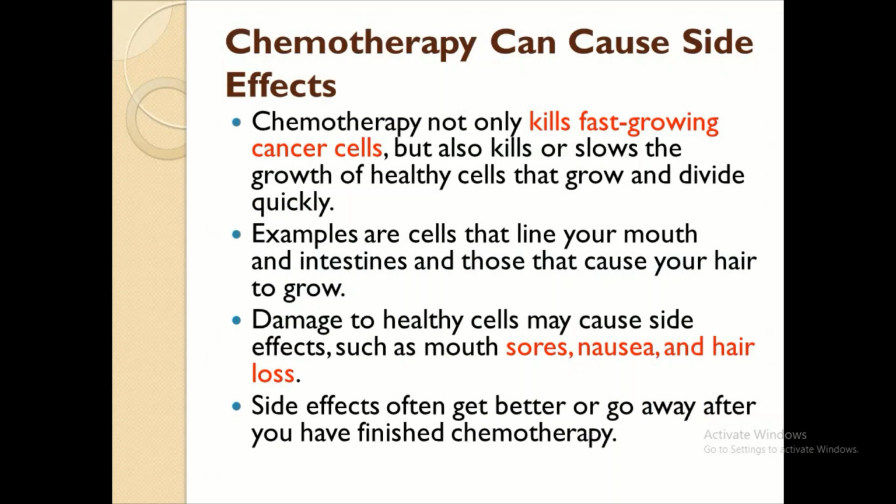Another problem with chemotherapy is that it can cause side effects. Chemotherapy not only kills the fast growing cancer cells, but it also kills or slows the growth of healthy normal cells. Examples are the cells that line your mouth and intestine, and those that cause your hair to grow. Damage to healthy cells may cause side effects such as mouth sores, nausea and hair loss. Due to chemotherapy, hair loss is a very common side effect. Side effects often get better or go away after you finish the chemotherapy.